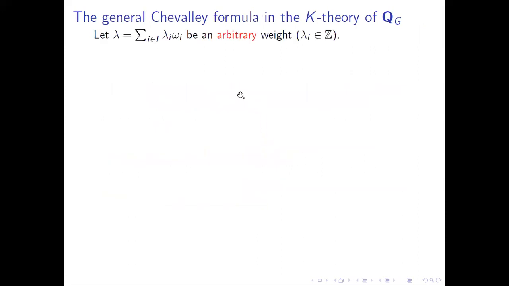So let me write down the Chevalley formula now in terms of the quantum alcove model. In the equivariant K-theory of the semi-infinite flag manifold, we gave it for an arbitrary weight, which you express in terms of the basis of fundamental weights with some integer coefficients lambda I. Then you consider an arbitrary lambda chain for this weight lambda.